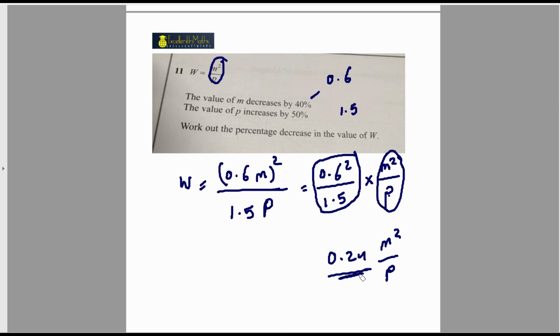So it's a decrease here. It was 1 here already and becomes that. So 1 take away 0.24, that's 0.76. So it's a 76% decrease. Okay.